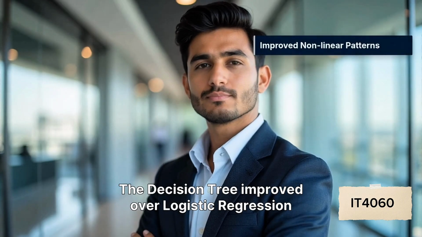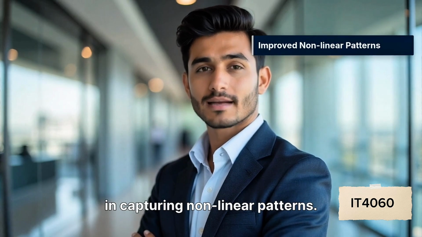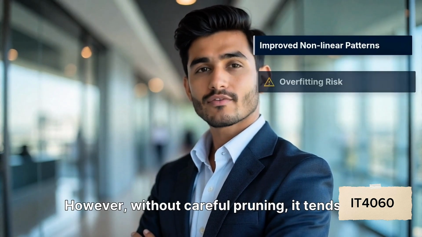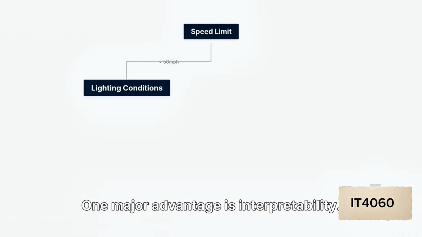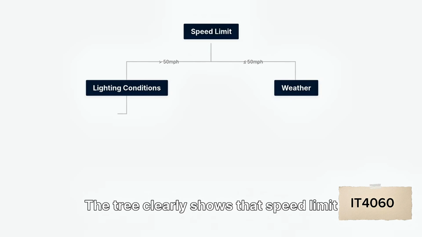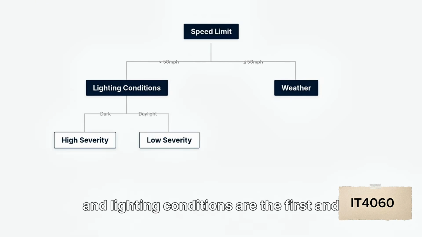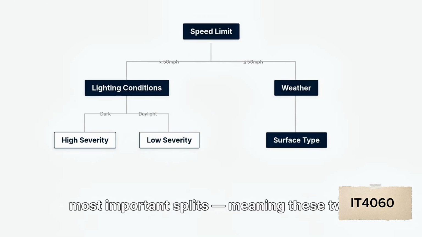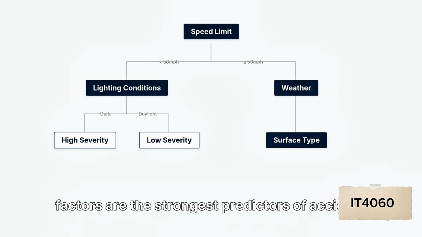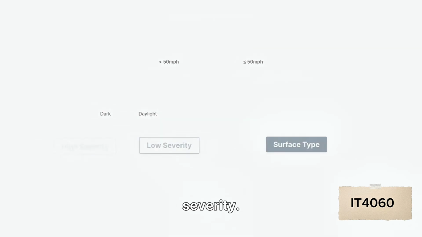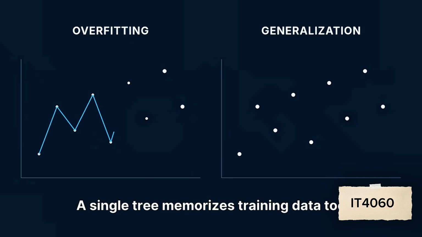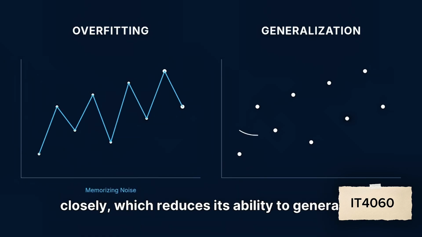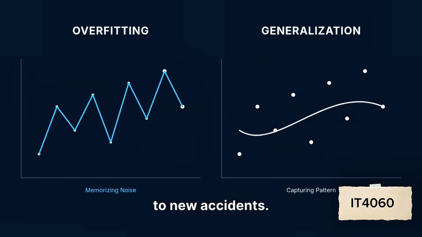The decision tree improved over logistic regression in capturing nonlinear patterns. However, without careful pruning, it tends to overfit the training data. One major advantage is interpretability. The tree clearly shows that speed limit and lighting conditions are the first and most important splits, meaning these 2 factors are the strongest predictors of accident severity. The main weakness is overfitting. A single tree memorizes training data too closely, which reduces its ability to generalize to new accidents.